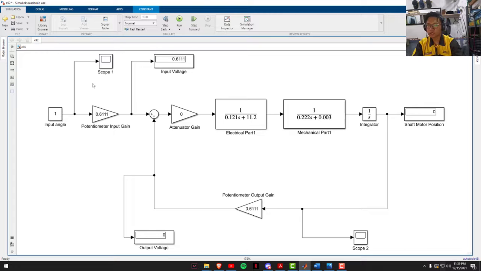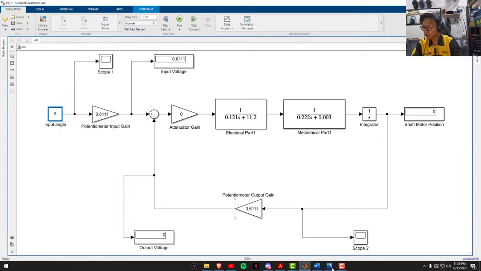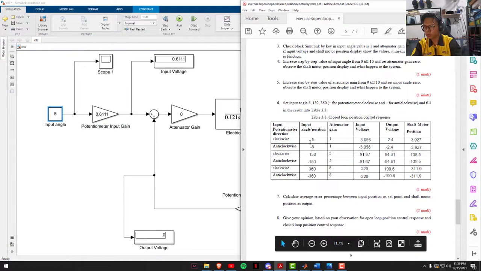The input voltage is based on the input angle, because the input angle multiplied by the potentiometer input gain gives us the input voltage. Therefore, it can be concluded that the shaft motor position will only have value if the input angle and attenuator gain have value. So what we have to do is run the values based on Table 3.3 here, which has clockwise and anti-clockwise.